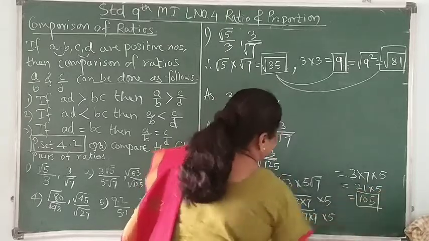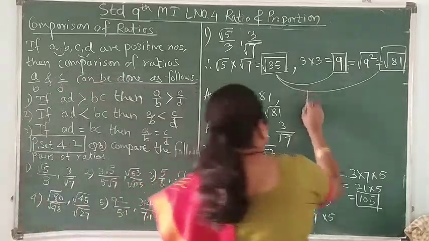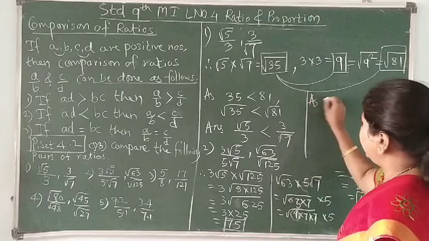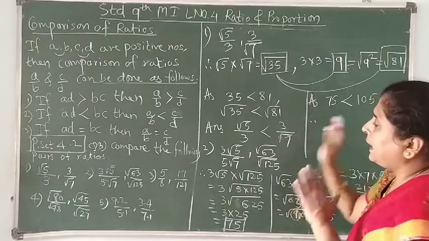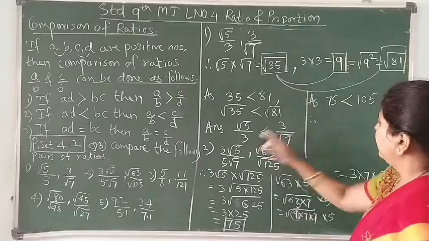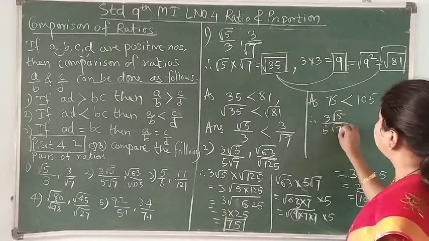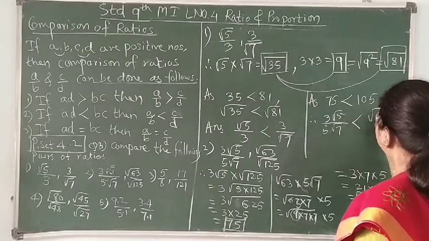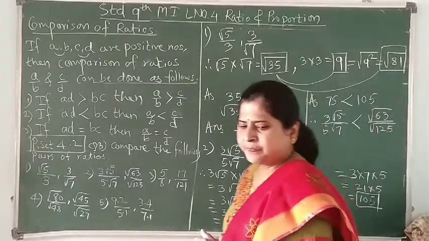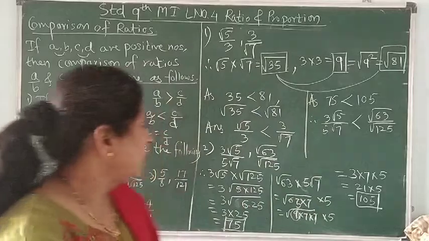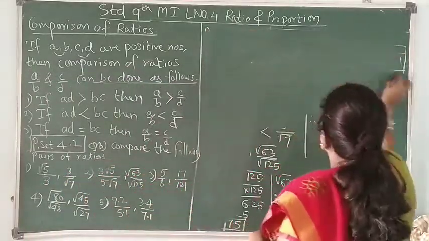So now we have to compare these two numbers, 75 and 105. Let me write here. As we know that 75 is smaller than 105, that means AD is smaller than BC. That's why the first ratio, that is 3 square root of 5 upon 5 square root of 7, is smaller than square root of 63 upon square root of 125. So this way we have solved the second one. Now let's go for the next sum.